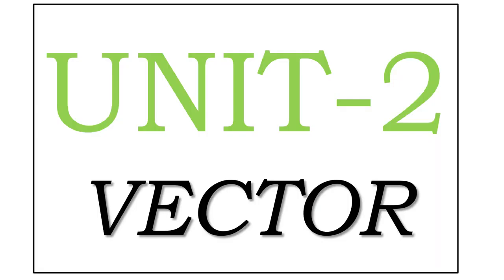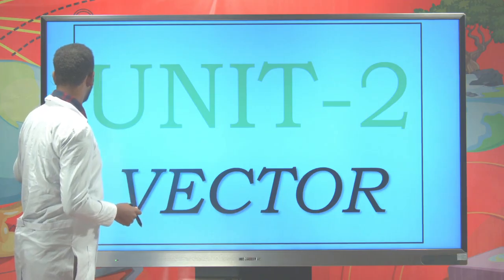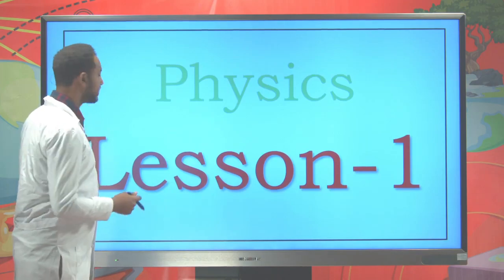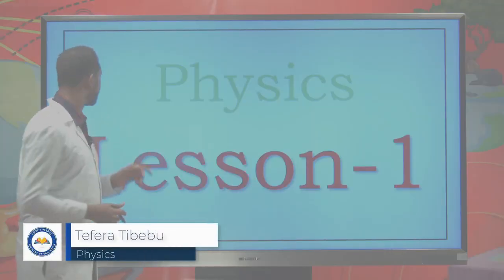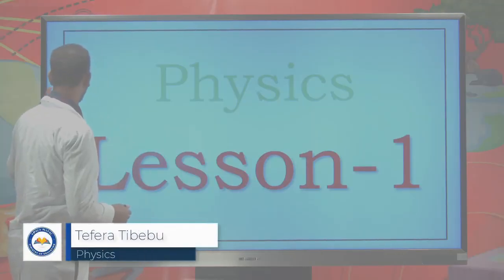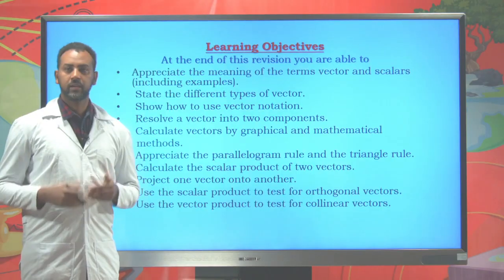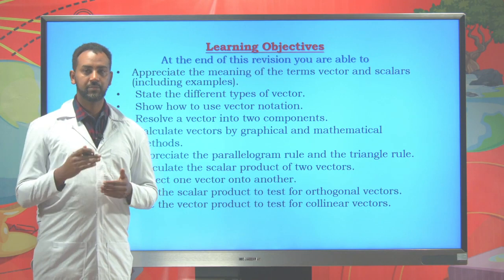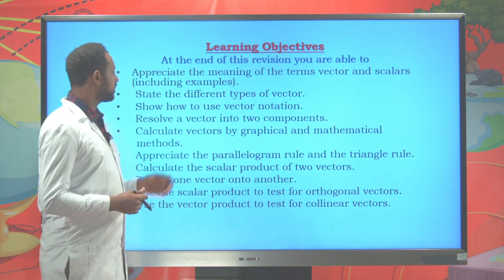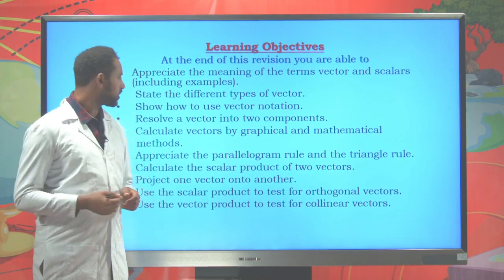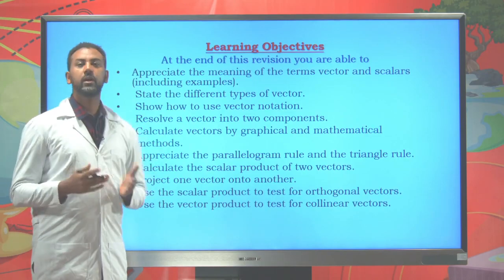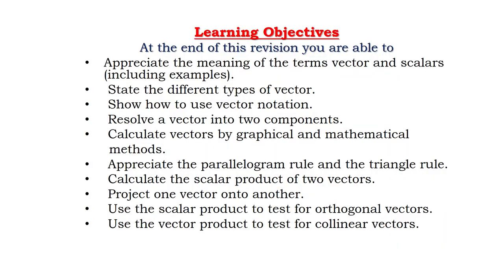Hello, our viewers. Today we'll try to discuss vectors. And when we discuss vectors, we'll revise some main points. These points are: we'll define what vectors are, and list some of the types of vectors. Then we'll use the vector notation forms, and we'll be able to resolve vectors into their components.